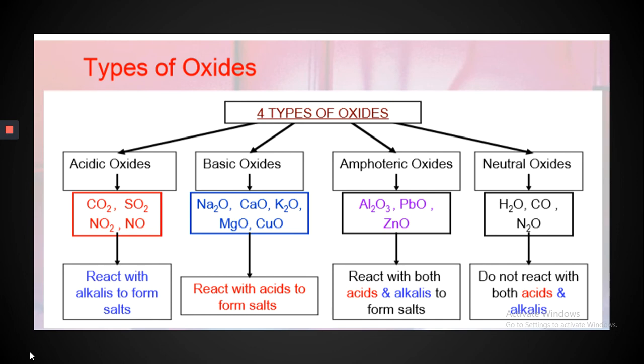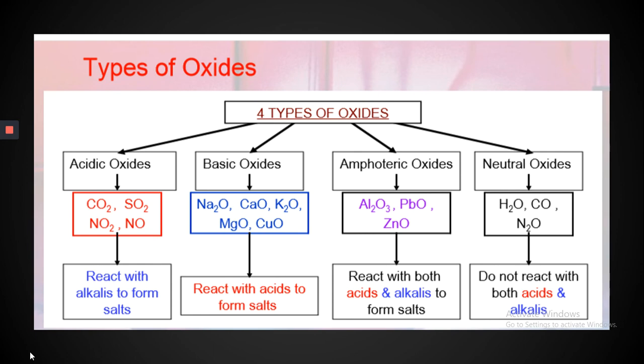Some examples of basic oxides are Na2O, CaO, K2O, MgO and CuO. These all are basic oxides. These oxides will react with acid to form salts.